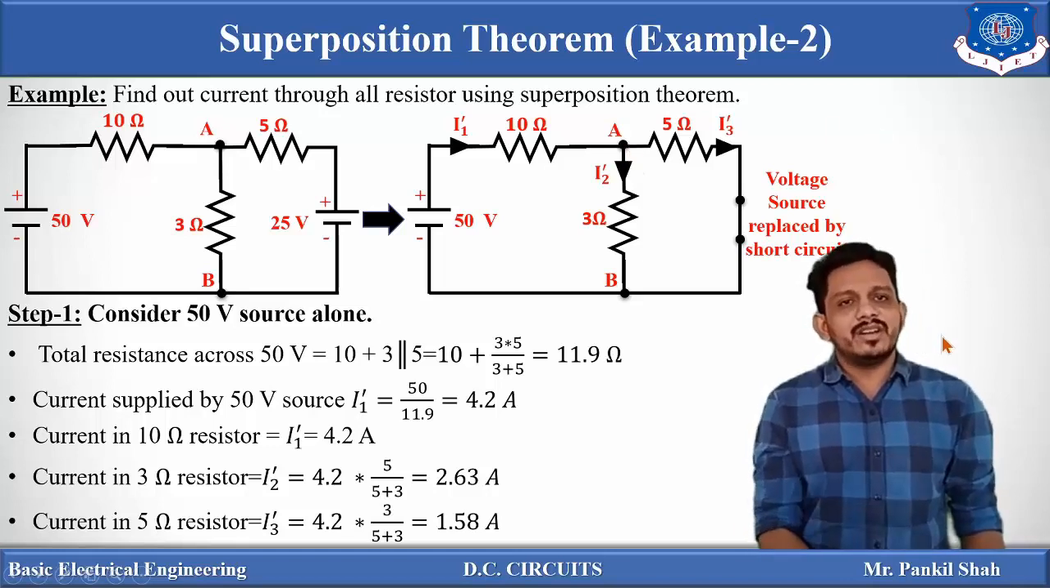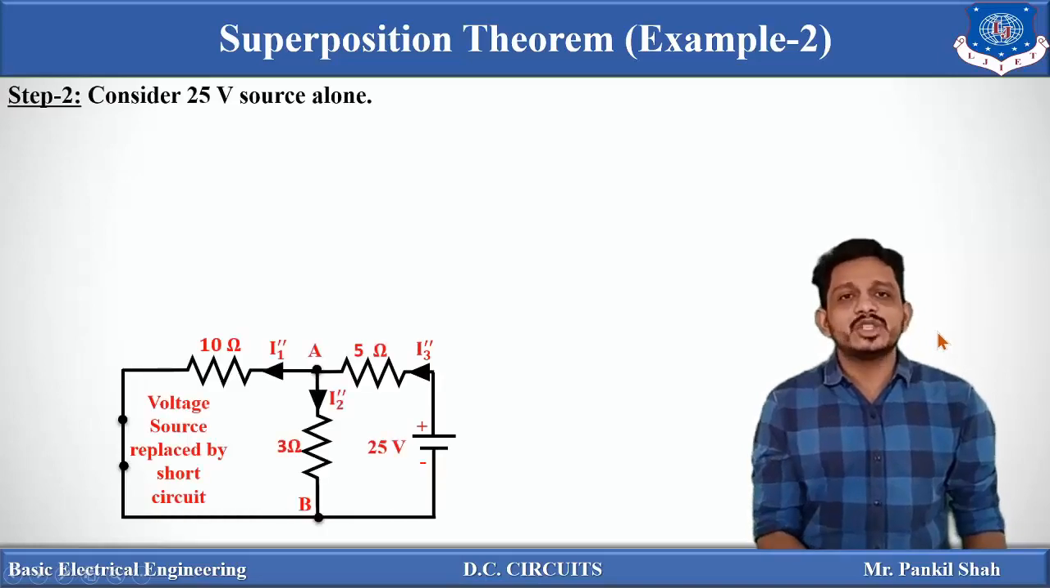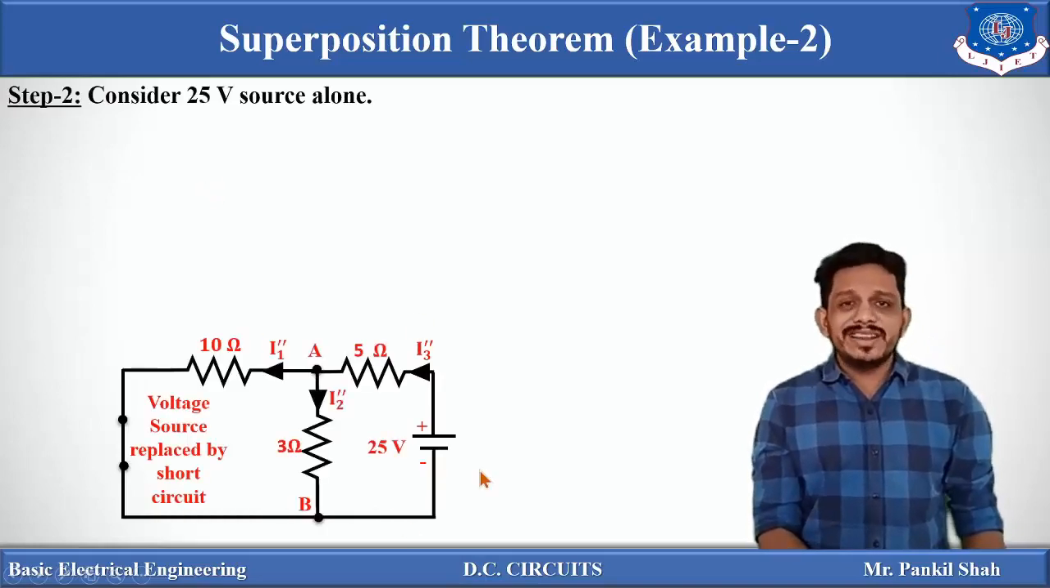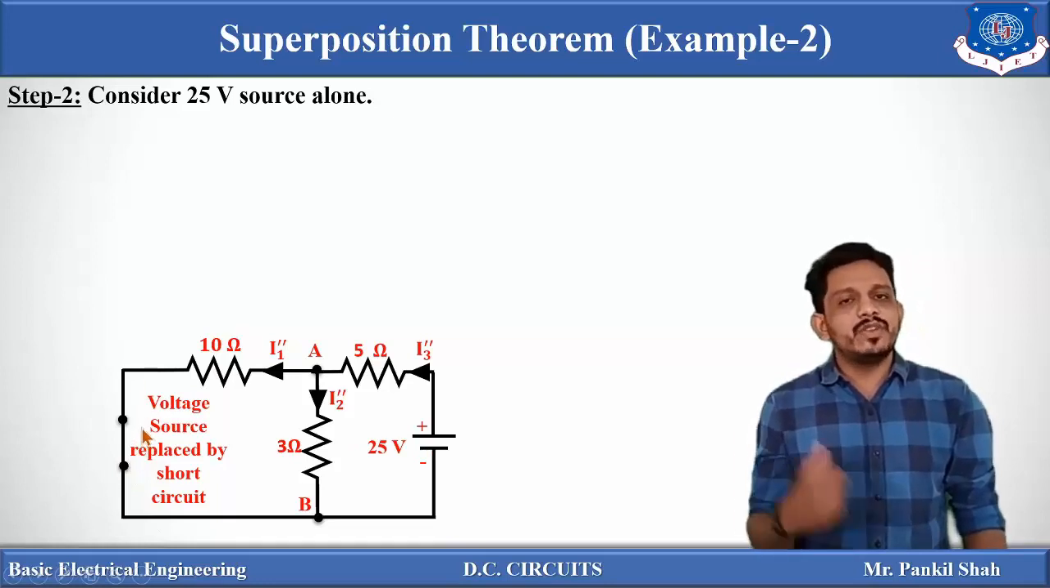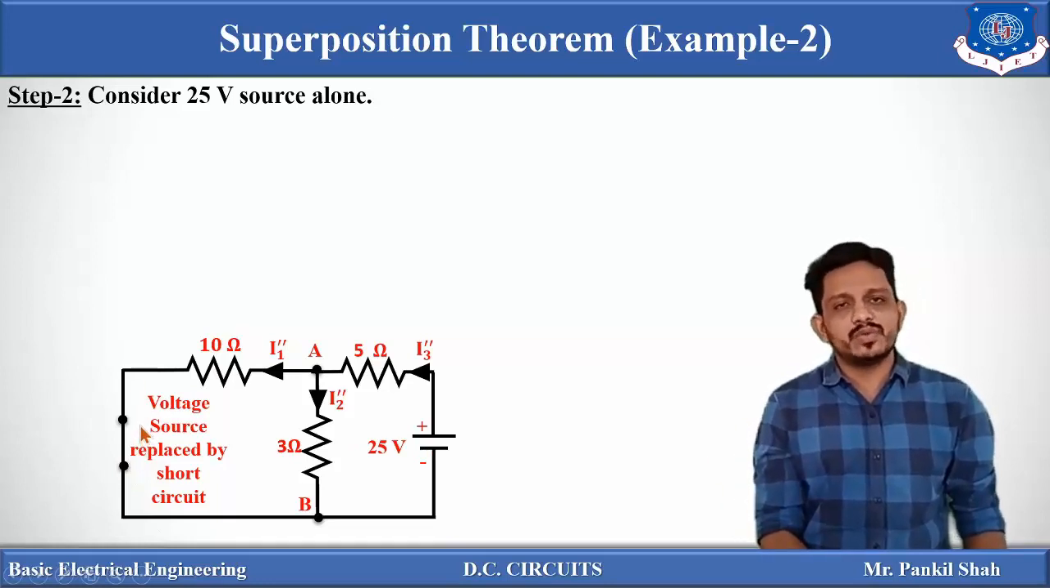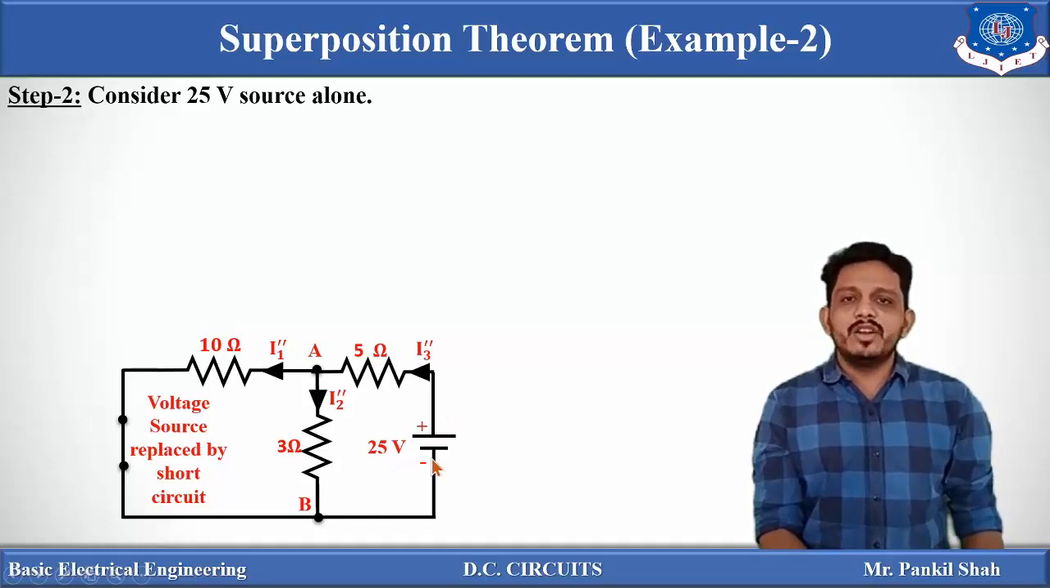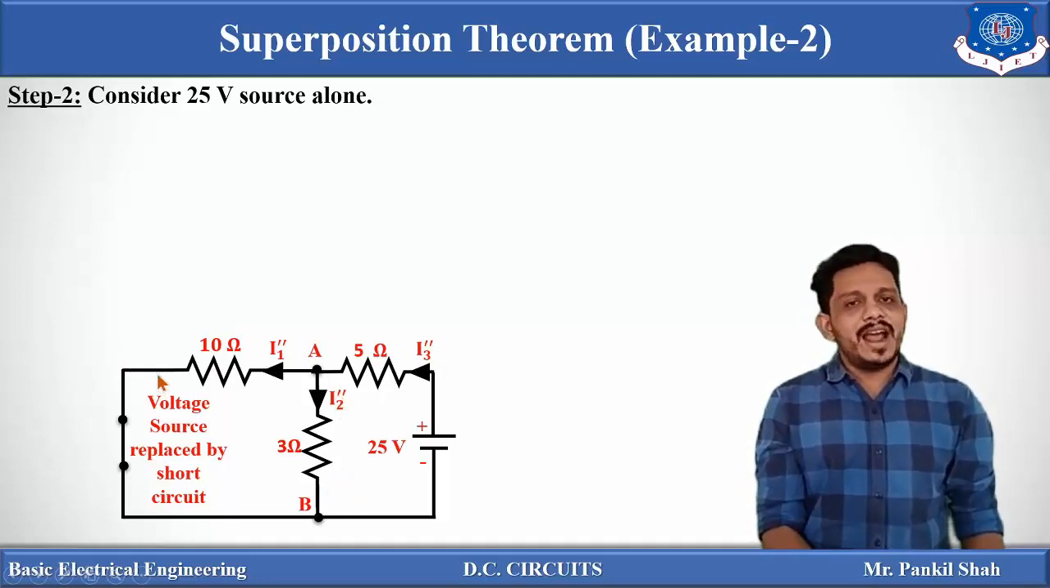Now let's see the other source alone, that is the 25 volt. If you are considering the 25 volt source alone, then you have to short circuit this branch. So we have short circuited that 50 volt source. Now we have to calculate the current flowing through this 25 volt source. That is the total current, and it will be I3 double dash. And this I3 double dash is distributed into two parts, that is I2 double dash and I1 double dash.